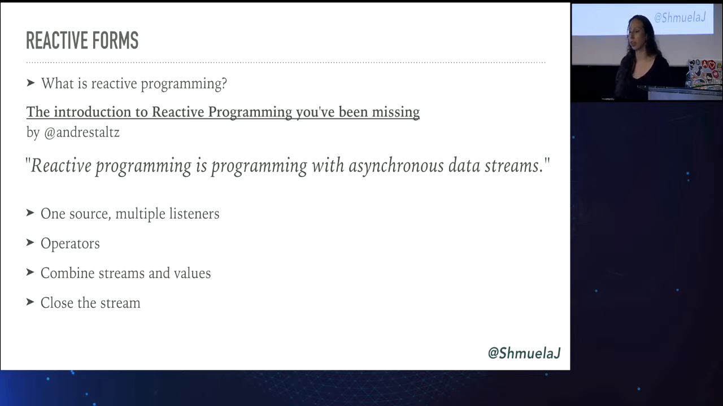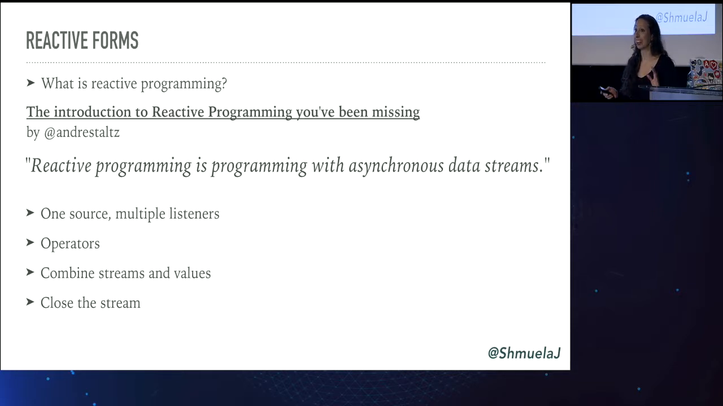You have operators that you can use to change the value that you're getting in the stream, to filter it, and also to combine different streams together. So you can use the operator switch map, for example, for taking the value of one stream and then switching it to a different stream. Okay, and you can also merge streams together. So a lot of operators that can really help us in what we're trying to do.